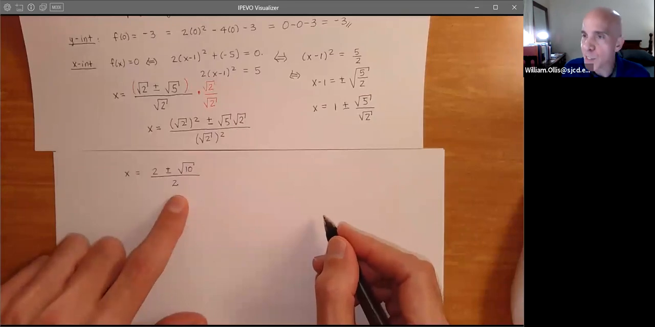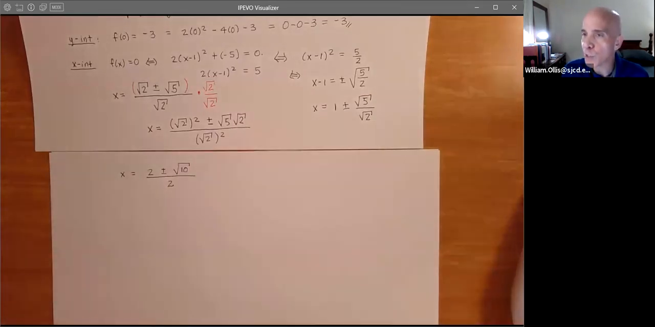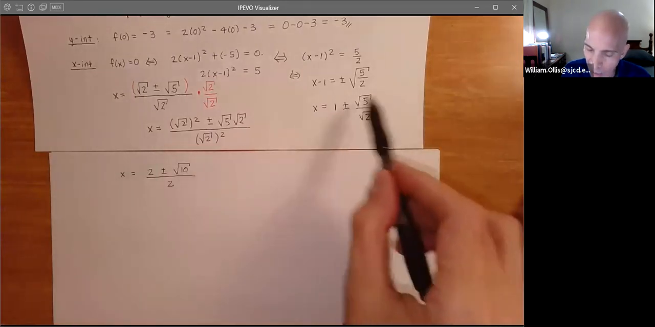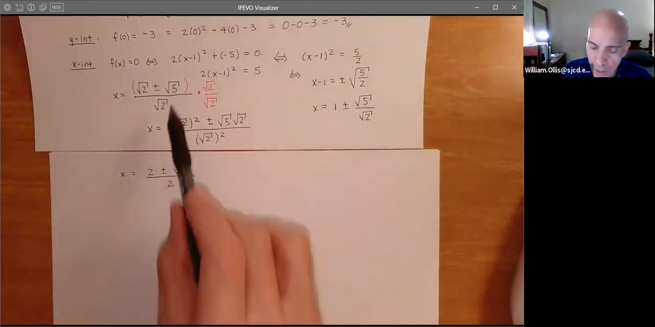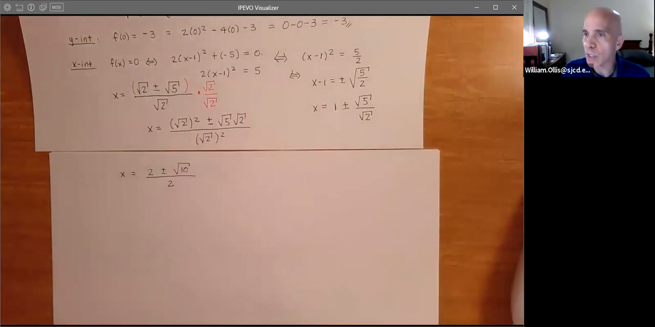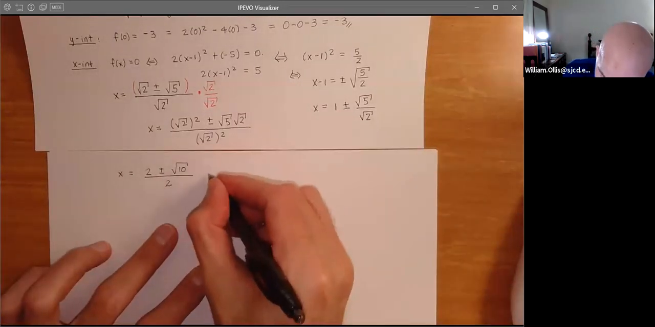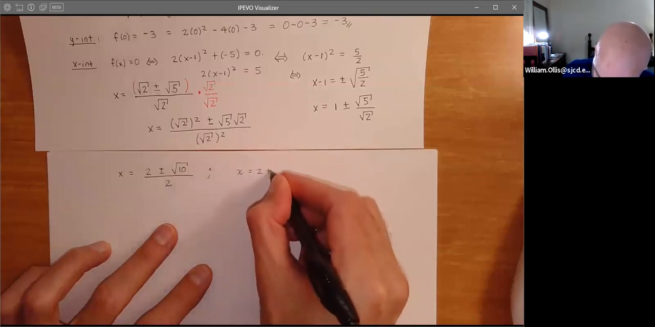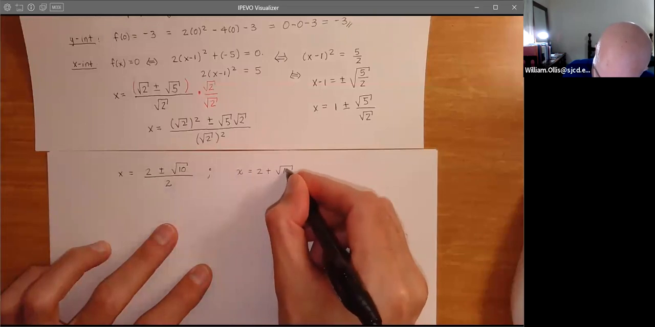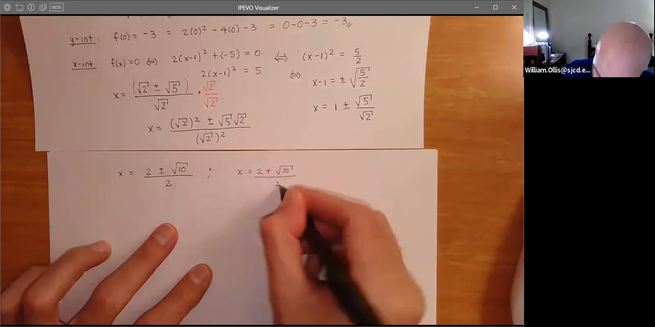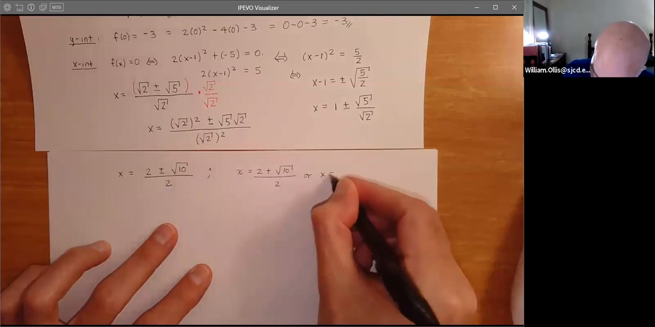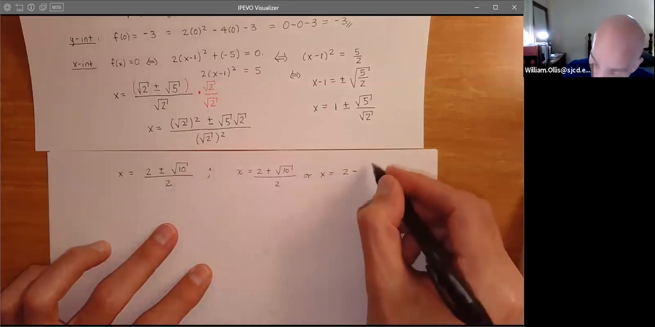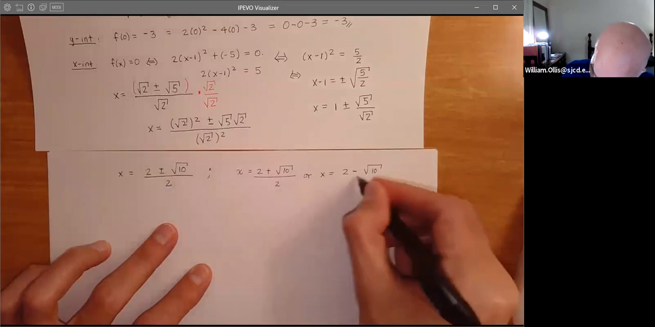So this is a much more beautiful solution. You're thinking, wow, all these crazy numbers, but this is just to make the solution a little bit more user-friendly. It's not required, but it's user-friendly. So now we can write it down. We have x equals (2 plus square root 10) over 2, or x equals (2 minus square root 10) over 2.